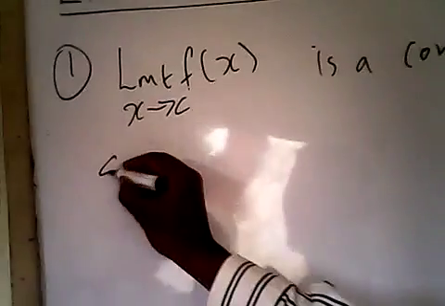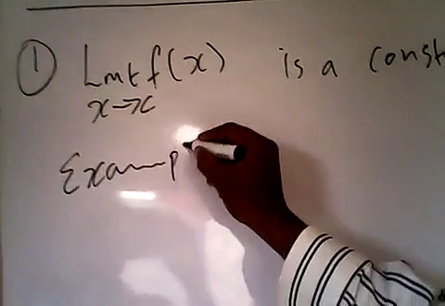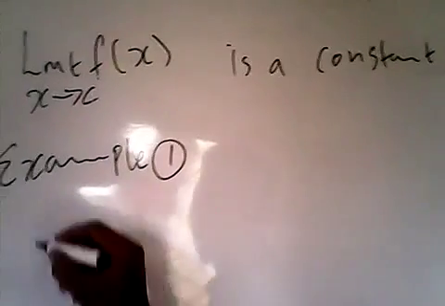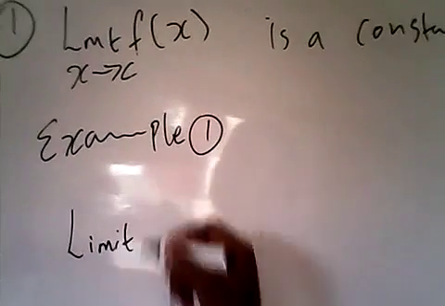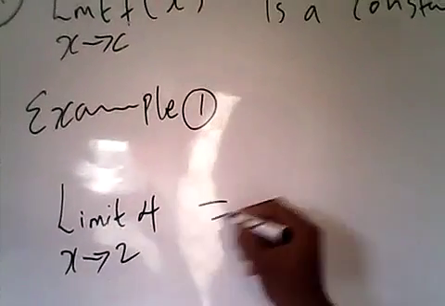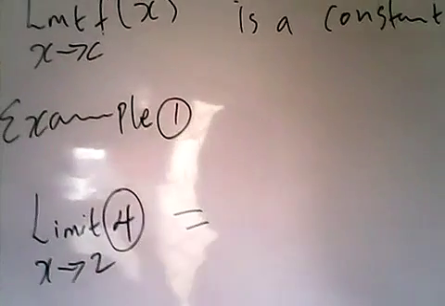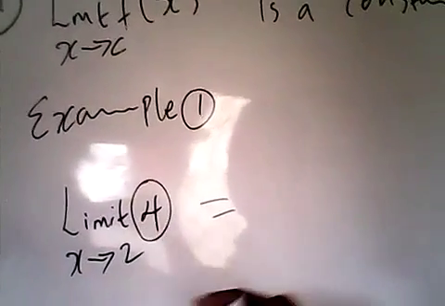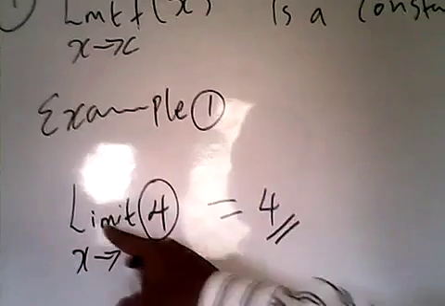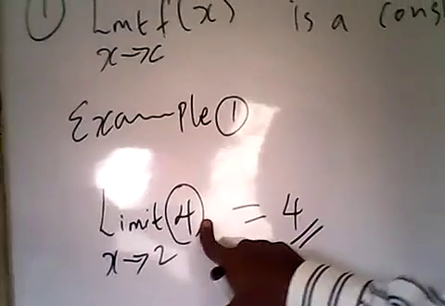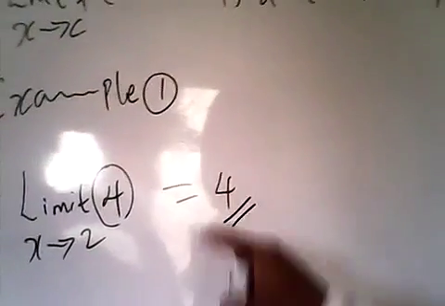a constant. Now, interpreting that language, let's take one example here. Example 1. If we have limit of 4 as x tends to 2. Now we can see that this is function of x, which is 4. 4 is a constant. Now as x tends to 2, it does not affect the value. The answer will still be 4. That limit of function of x as x tends to 2, if function of x is a constant, will also be that constant, which is 4.